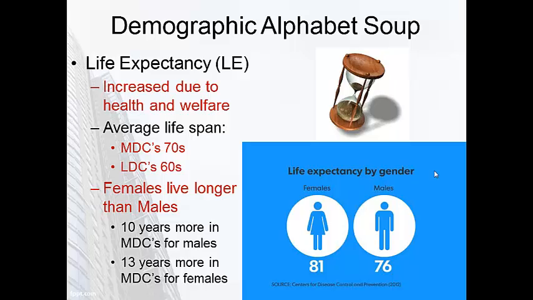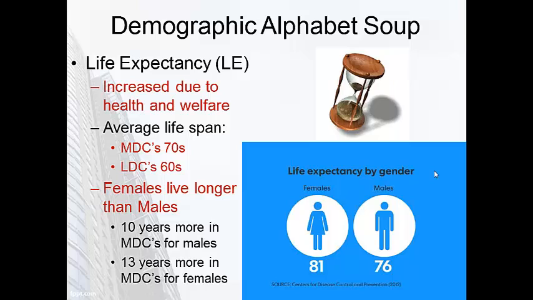Okay, let's focus on our third factor here. Let's talk about demographics. So first off, life expectancy is a huge factor, which is increased due to health and welfare, especially in MDCs. If you look here, the average lifespan in MDCs is in the 70s, higher in different countries obviously, and in LDCs it's the 60s. That's a 10-year difference. Also to note, gender-wise, females live longer than males.